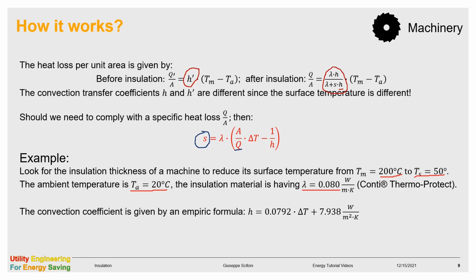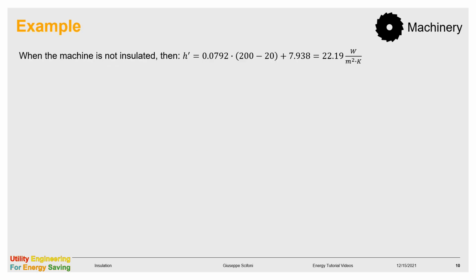First of all, we need to determine the heat transfer coefficient, small h, by an empiric formula. The formula is linear versus delta T, and delta T is the temperature of the machine surface minus the temperature of the ambient. It turns into 22.19 watt per square meter per Kelvin for the not insulated machine and 10.13 for the insulated one. We notice that the surface temperature is very different in the two cases, because in one case the machine is not insulated and in the second case it is insulated.